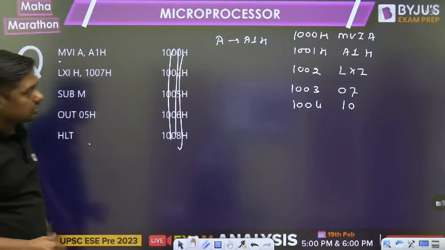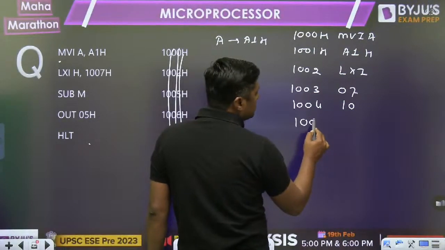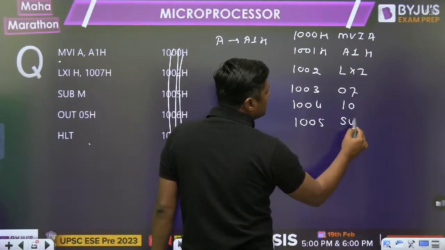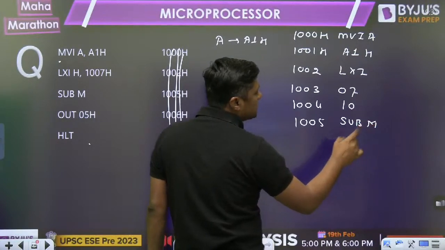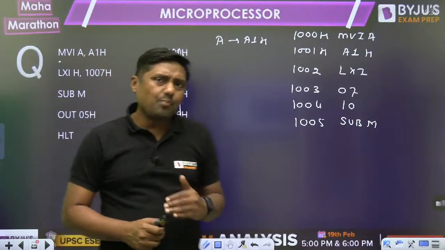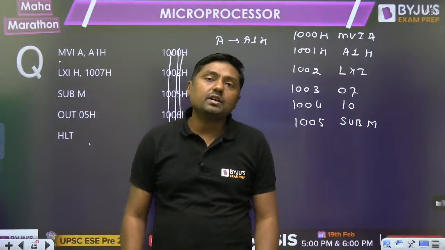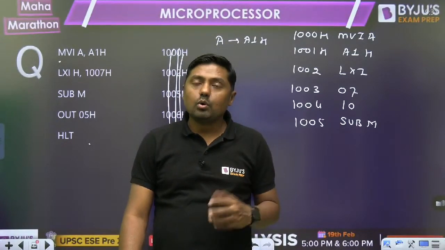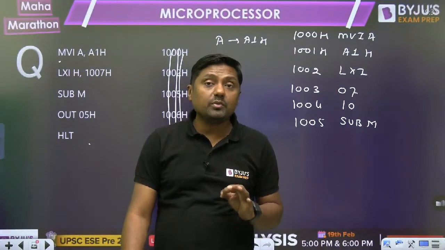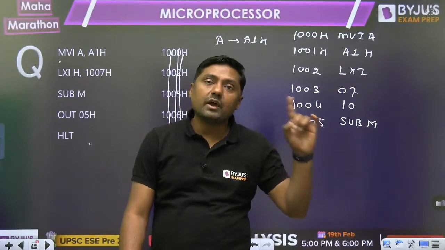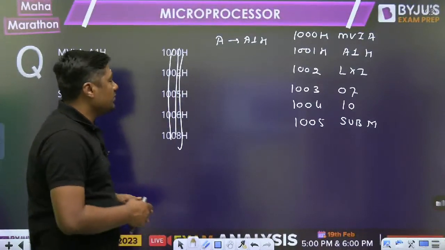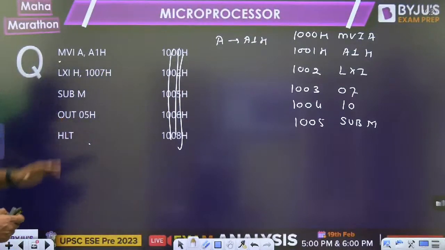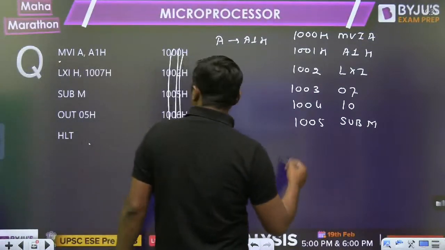Subtract M, opcode fetch, only a 1-byte instruction. Subtract M means subtract the data of the memory location from the accumulator. What is the meaning of M here? Always remember, the meaning of M is that the address is given by the HL pair. Then OUT. Subtract M is a 1-byte instruction.